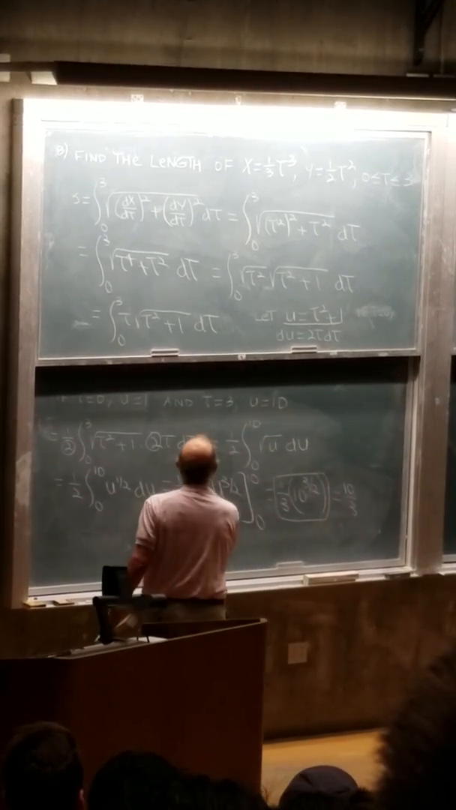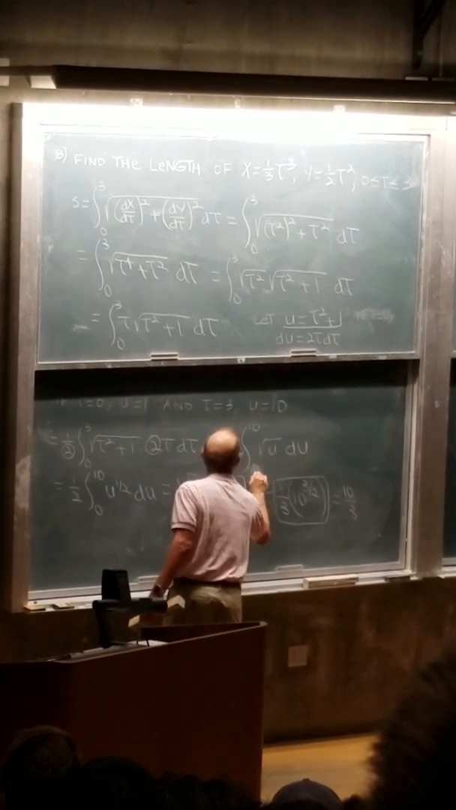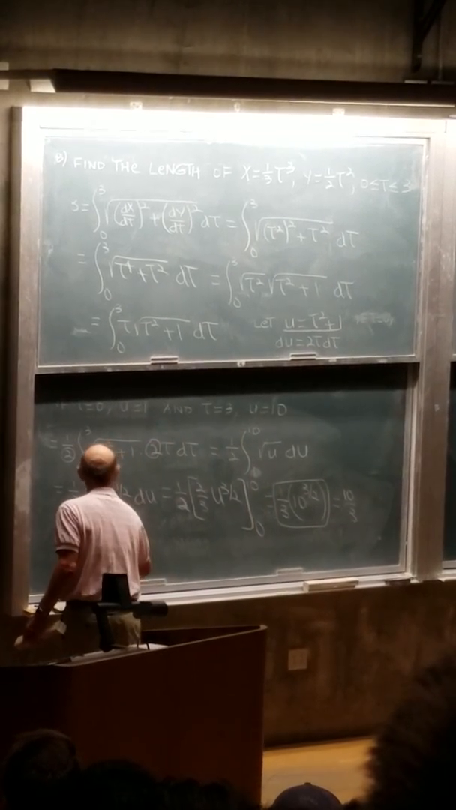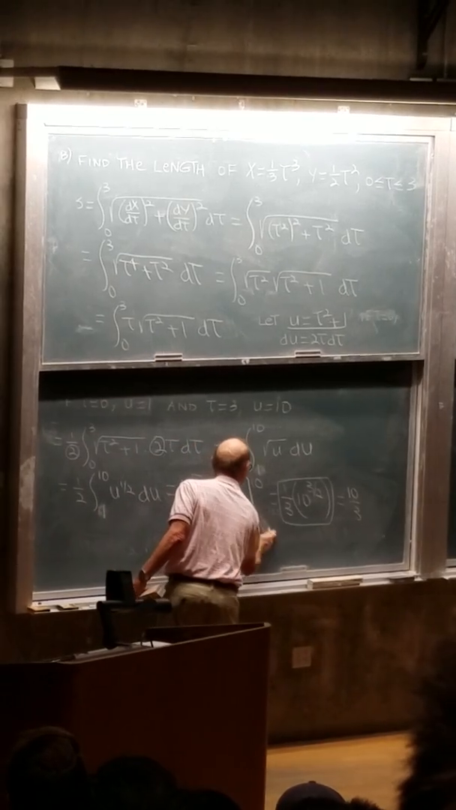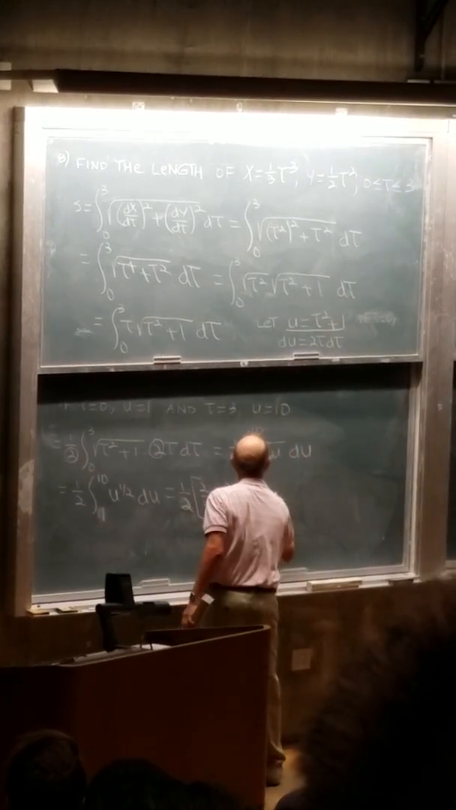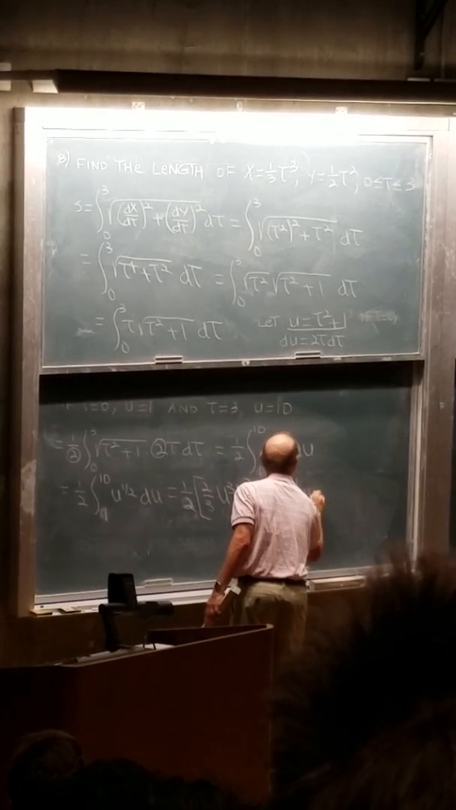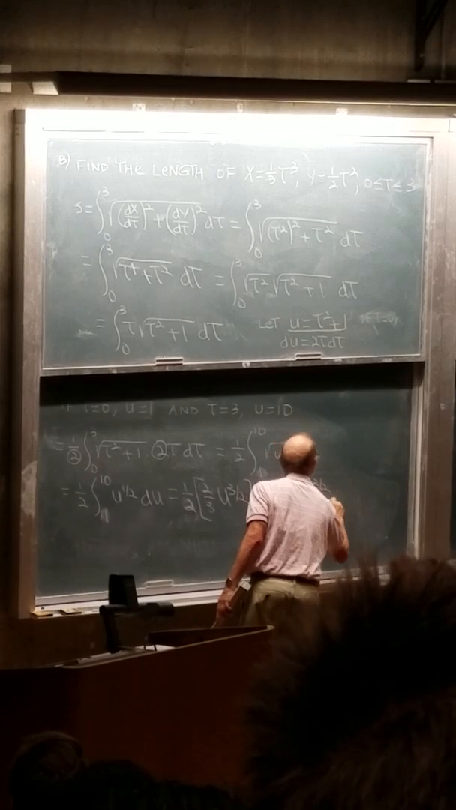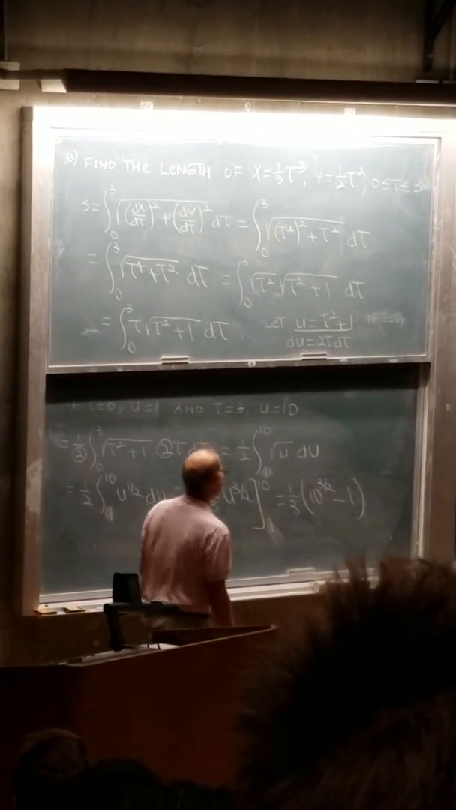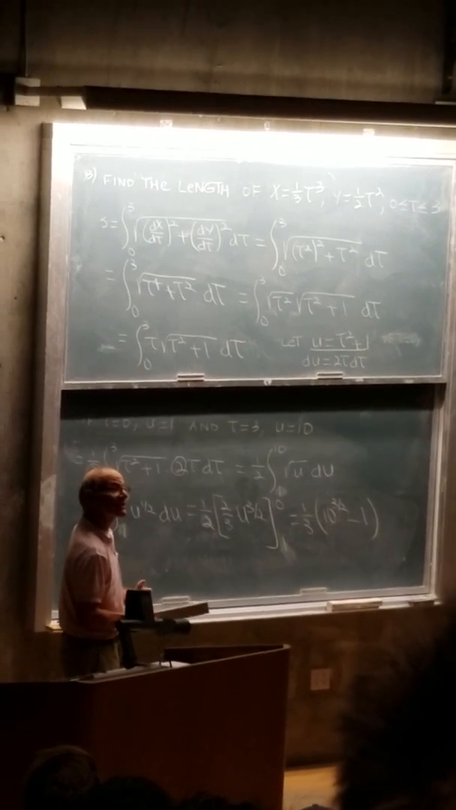Oh, it's from 1 to 10? Yeah, I'm sorry, it is. That's right, thanks. This would be from 1. Okay, let's see. So if we factor out the 1/3, this will give 1/3 times 10 to the 3 halves minus 1. Oh, shoot. That is hard. Do you have any questions about anything in this problem?